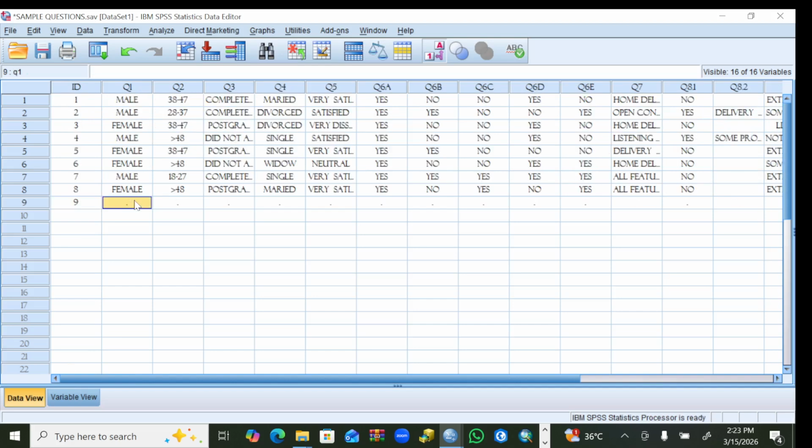Let me say this one is male. The age is this. Complete secondary education only. Is widower. Is neutral as far as satisfaction is concerned. And he selected coffee, and he did not select tea. The rest all no, no, no.